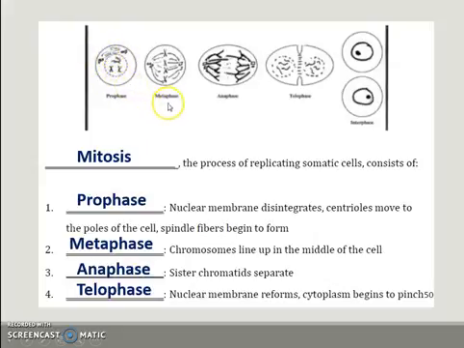In metaphase over here, the chromosomes, they will line up in the middle. So they're getting ready to be in the middle to be split later. Then afterwards, anaphase is when sister chromatids separate. Now they are separating to each of the sides. In telophase, the nucleus reforms, and then the cytoplasm begins to pinch, and you are turning one cell into two cells. And finally, the cell divides.